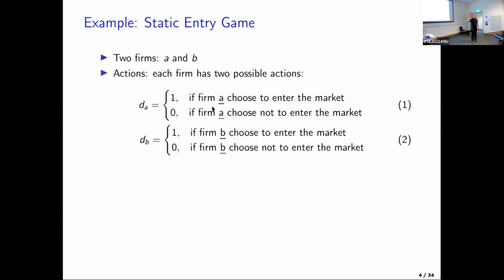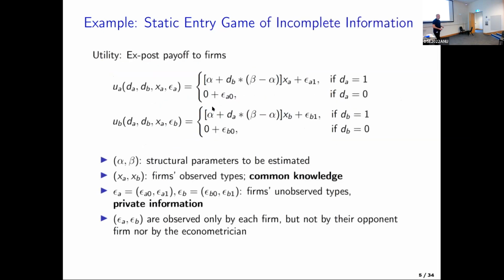This is a very simple game, right? There are two firms, A and B, and they both essentially have to decide whether or not they want to serve the market. So D_A is an indicator for whether firm A will serve the market. If it's equal to 1, then they're going to be serving the market. And the same thing for firm B, an indicator of whether or not they're going to be entering the market. There's no exit or dynamics or anything. So here are the payoff functions.